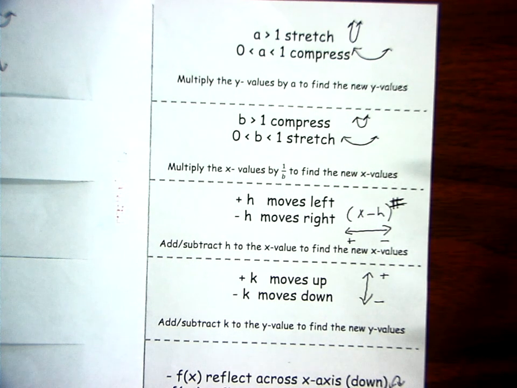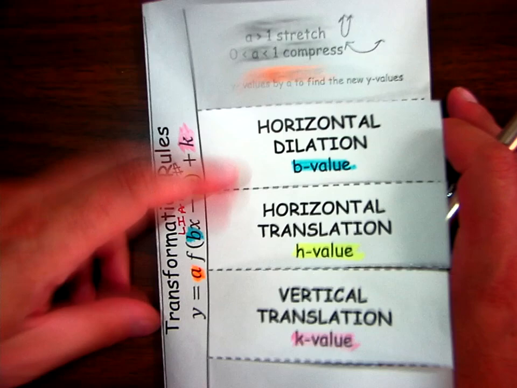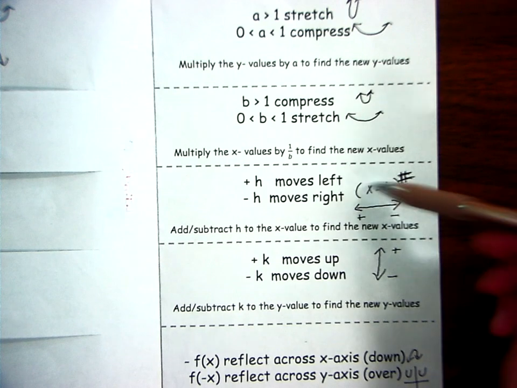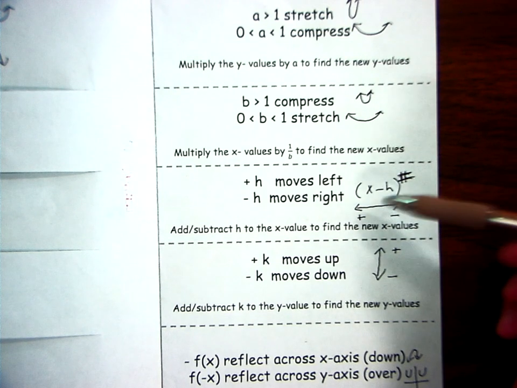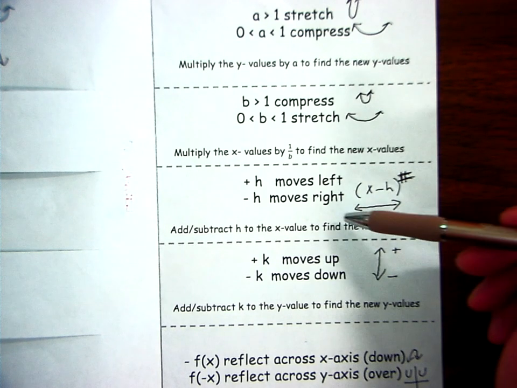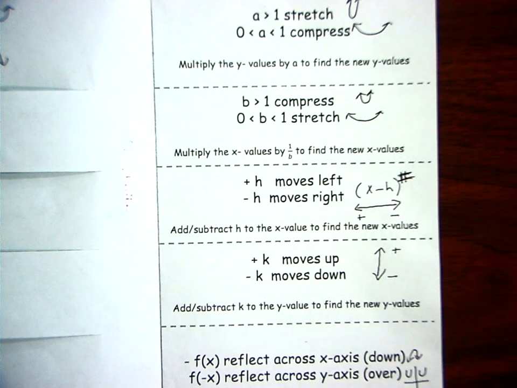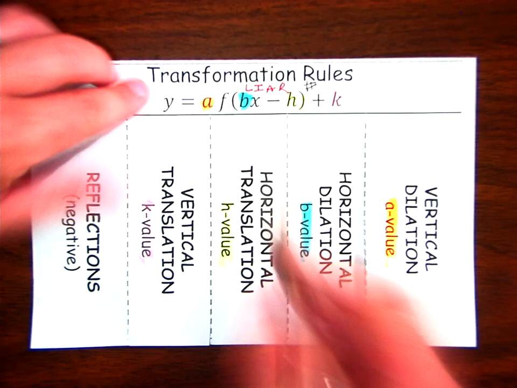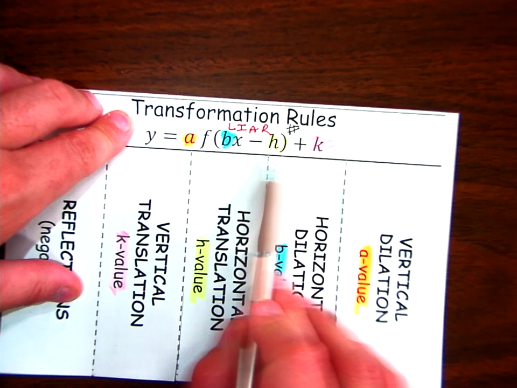All right, next tab. Horizontal translations. Anything in parentheses is a liar. So what that means is if this is positive, it goes to the left. If it's negative, it goes to the right. Yes, that's exactly what it is. Because if you look right here, x minus h. So yes, you are correct.